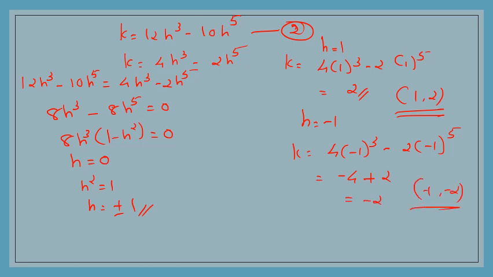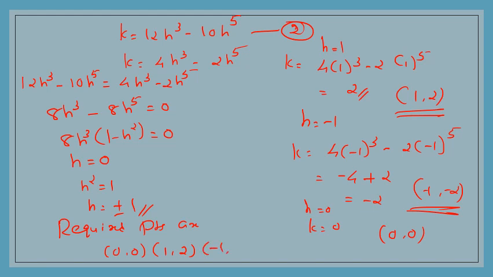So minus 1, minus 2. So the points are, and one more is there, here h is equal to 0 means k is equal to what? 0. The points are 0, 0. So the required points are 0, 0, 1, 2, minus 1, minus 2. This is the answer.